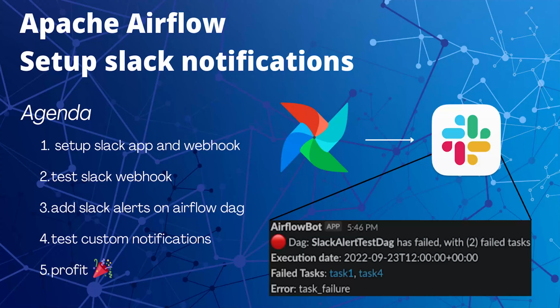So in this video, let us integrate Airflow with Slack and send custom alerts when a DAG and the tasks fail. We'll create an app in our Slack, and that app is going to send alerts mentioning the name of the DAG, the execution date, and the list of all the failed tasks with an error message as well.